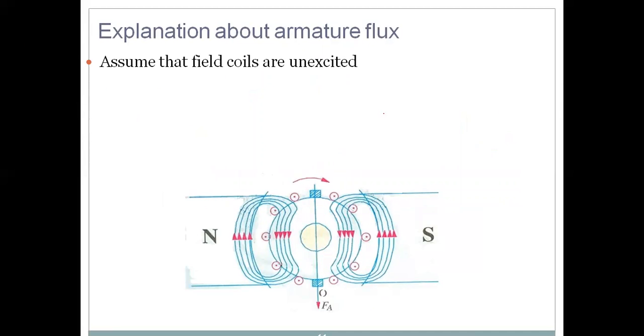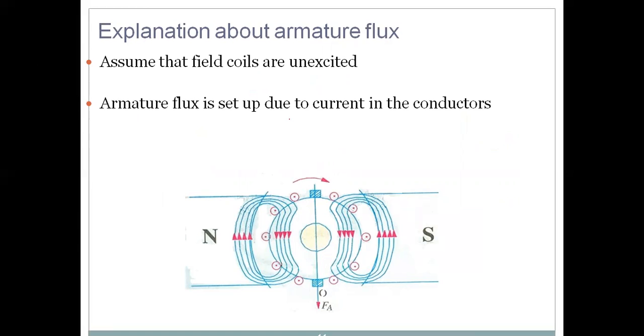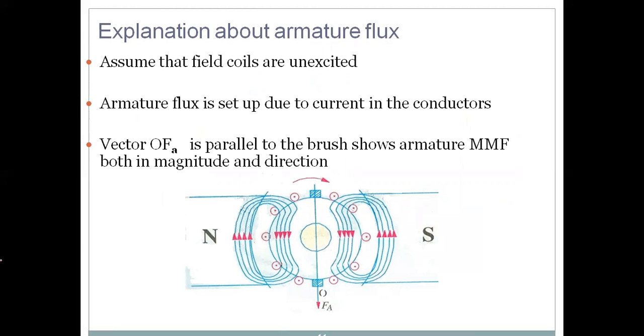Now assume that field coils are unexcited, armature flux is set up due to the current in the conductors. And this type of flux is set up in armature conductors. Then vector OFA, you can see this is FA and this is O, origin, is parallel to the brush axis and shows the armature MMF, both in magnitude and direction. This vector OFA is parallel to the brush axis. This is the brush axis. This is also called the GNA axis.